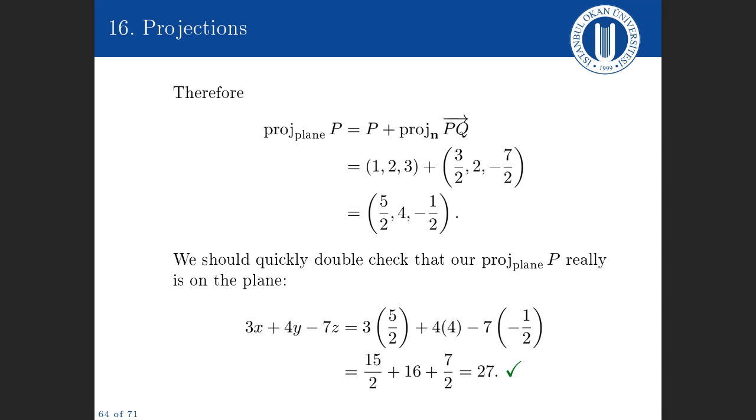Now, at this point, let's do a quick double check that we haven't made any mistakes in our calculation. Does this point really lie on the plane? We'll put it into the equation. We'll start with 3x plus 4y minus 7z. Replace x by 5/2, y by 4, and z by minus 1/2. Do we really get 27? The answer is yes. So far, no mistakes.